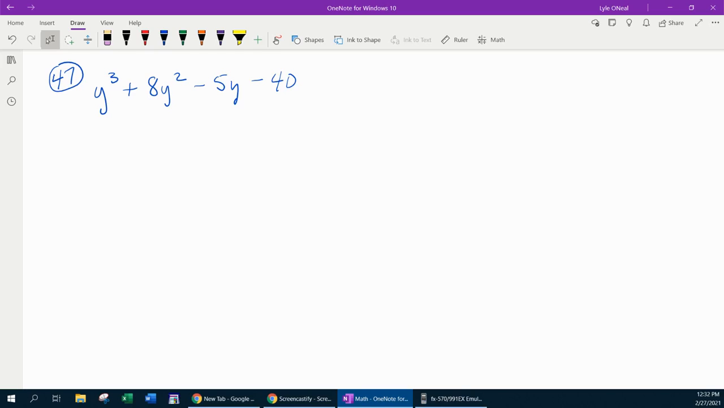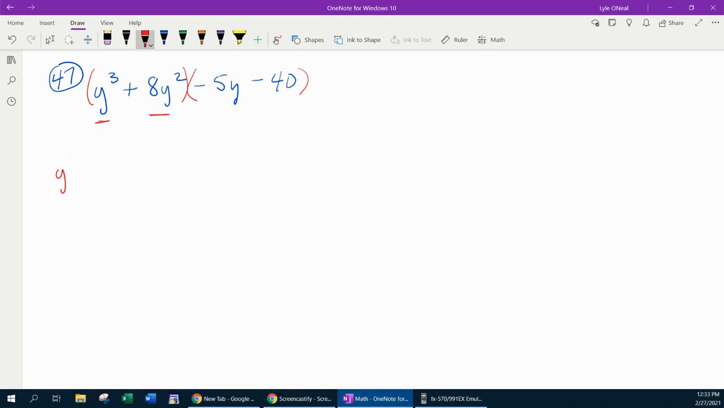So for number 47, here we do have 4 terms. You do need to consider the fact that there may be a GCF, okay? So just because we have 4 terms doesn't mean you can skip the factor out step. But there is no common factor, so I am going to demonstrate factor by grouping. Here we're going to group the first 2 terms together and the second 2 terms together. And then we're going to start over and say, okay, what can I factor out of the first group? What do they have in common?